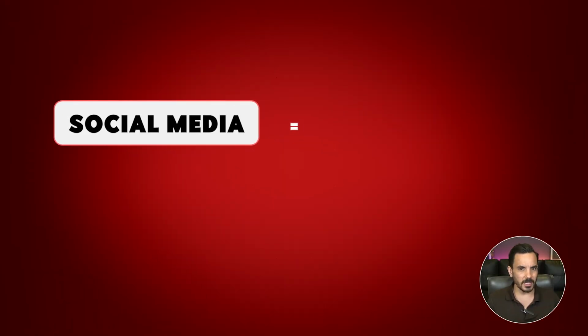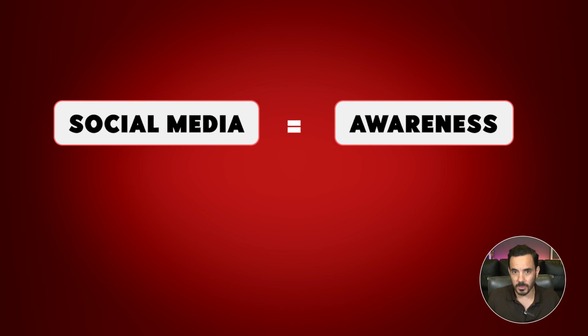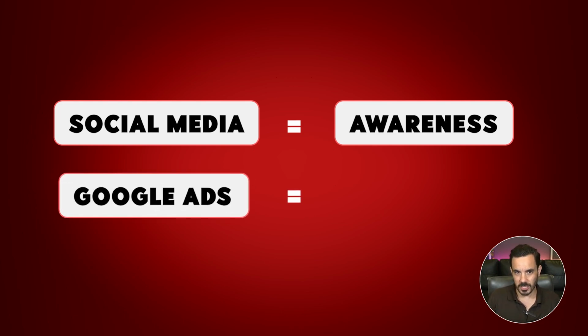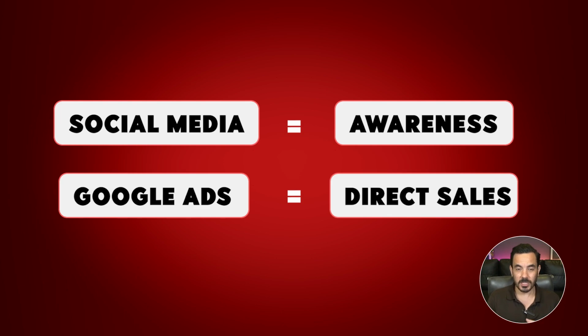Think of social media as planting seeds. You get attention and you can build your brand awareness, but it takes time. And Google Ads is more like harvesting. You're showing up exactly when someone is ready to buy right now. And that makes it one of the most reliable channels to generate immediate revenue.